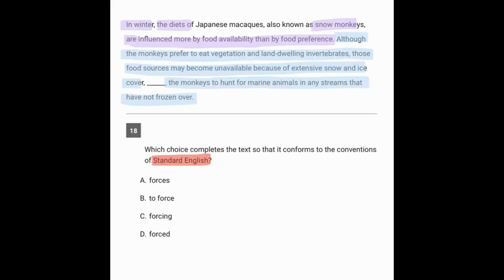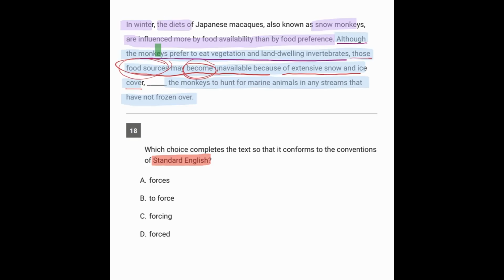Now, applying that to this sentence here, we see that those food sources may become unavailable. Now, that's our independent clause. The food sources are going to become unavailable. So this whole thing here is our independent clause. It's the nucleus of the sentence. This part here, although the monkeys prefer to eat vegetation and land-dwelling invertebrates, that's a dependent clause.